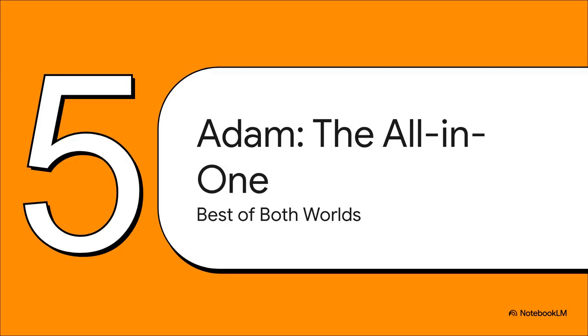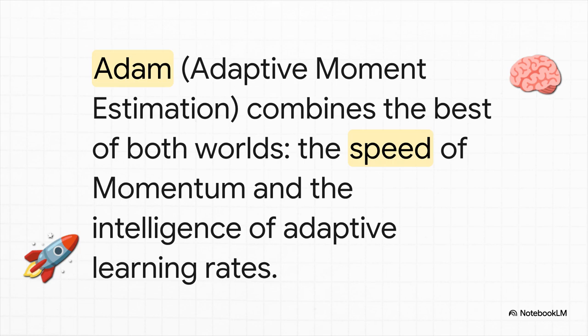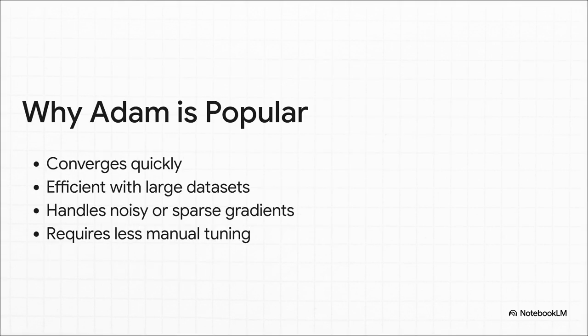So, we've got speed from momentum, and we have intelligence from these adaptive rates. So what happens when you smash them together? Well, you get the modern champion of optimizers. You get Adam. It stands for Adaptive Momentum Estimation, and it really is the best of both worlds. It combines the speed and the obstacle-clearing power of that rolling ball with the intelligent, terrain-aware steps of the smart boots.